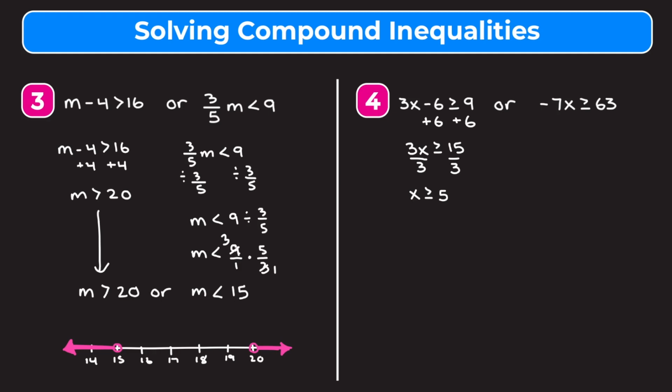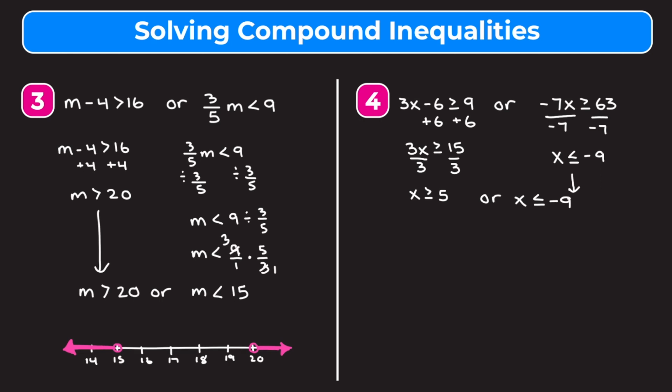So we have negative 7x is greater than or equal to 63. We just have to get rid of the negative 7. It's being multiplied, so we're going to divide both sides by negative 7. Negative 7 over negative 7 is 1, so we're left with an x on the left side. Remember, because we divided both sides by a negative number, we have to flip the inequality sign. And 63 divided by negative 7 is going to give us negative 9. So I'll just bring this down. We get x is greater than or equal to 5, or x is less than or equal to negative 9.